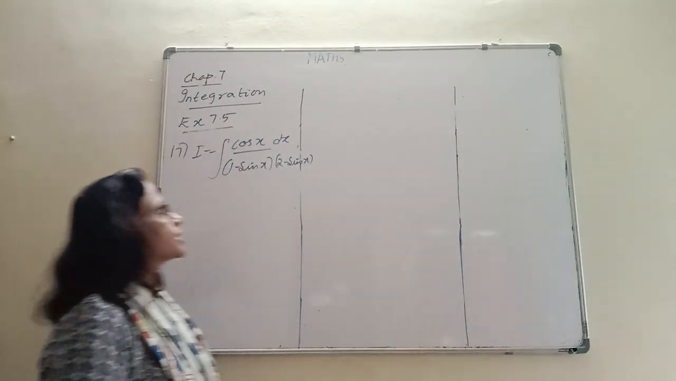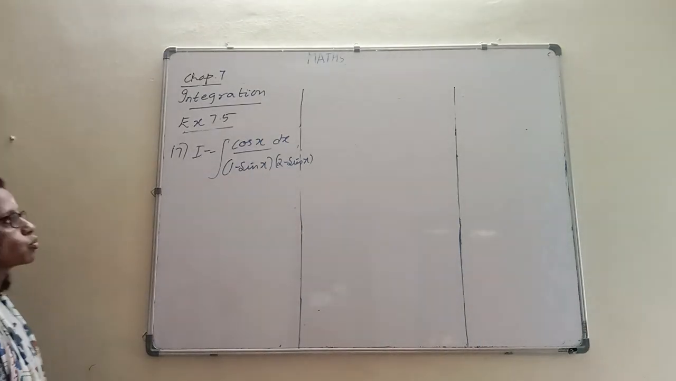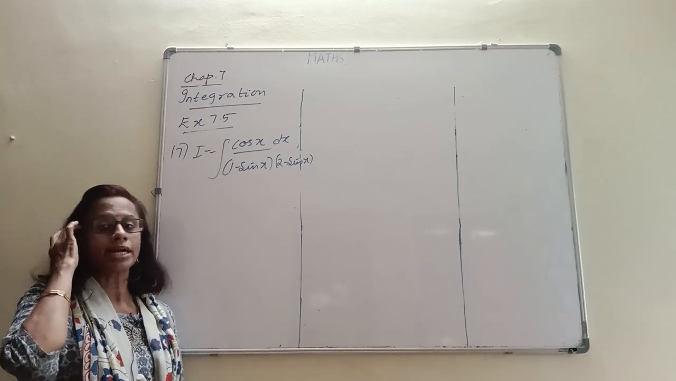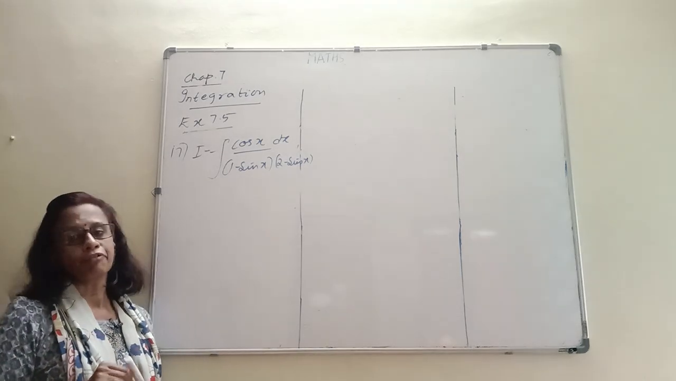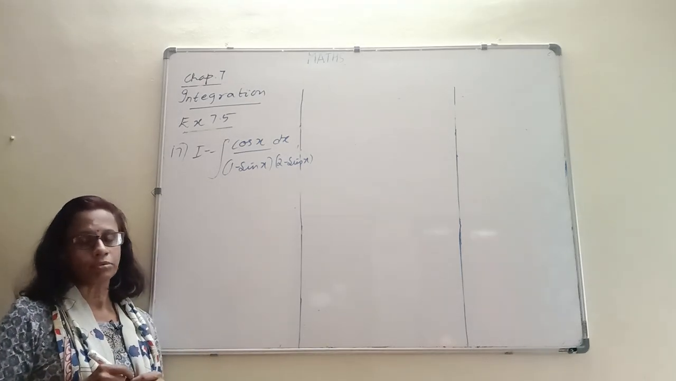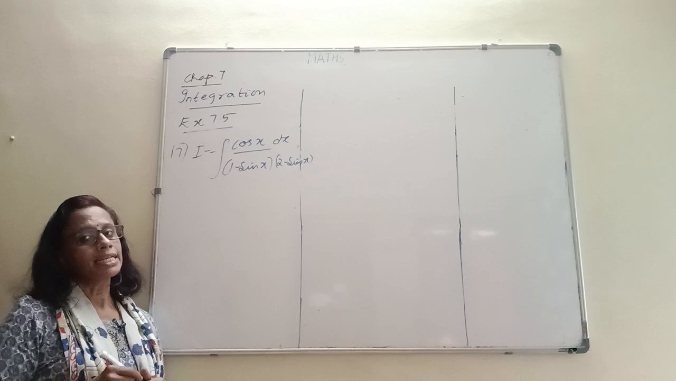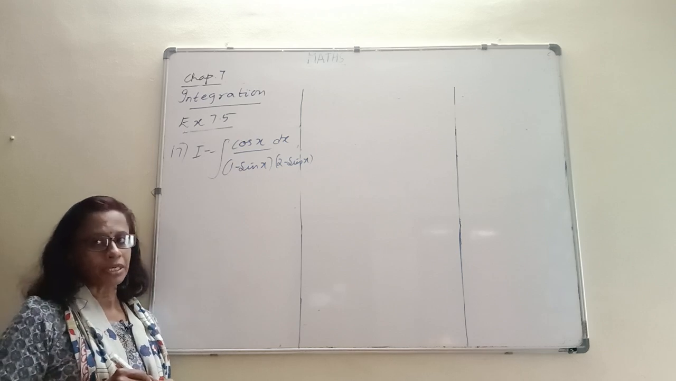As we see it, it says the integral of cos x over (1 minus sin x) times (2 minus sin x). Though it is of the linear form, it is not readily in the linear form. So we have to make a substitution, get it into a favorable form, and then use partial fractions.